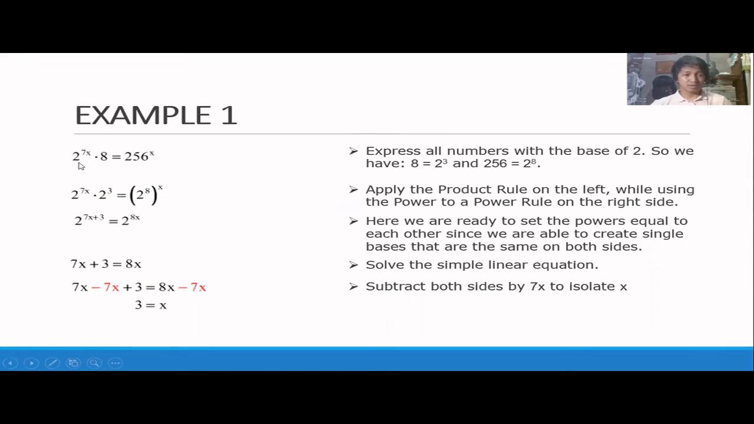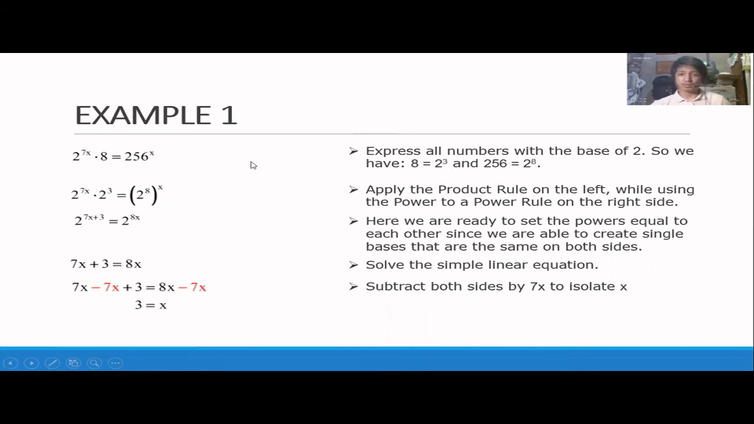So here, we notice the lowest value for the base is 2. So can we convert 8, and the same goes with 256, into exponential form? Express all numbers with the base of 2. So we have 8 is equal to 2 raised to 3 and 256 is equal to 2 raised to 8. The 8 became 2 raised to 3 because the base we will use is 2. So when we raise 2 to 3, that will give you 8.